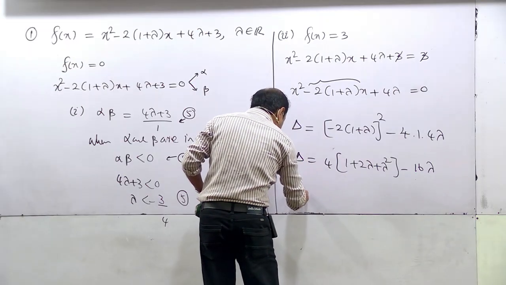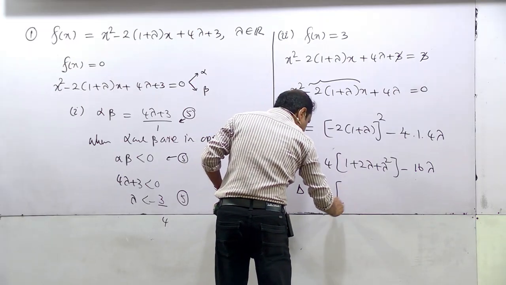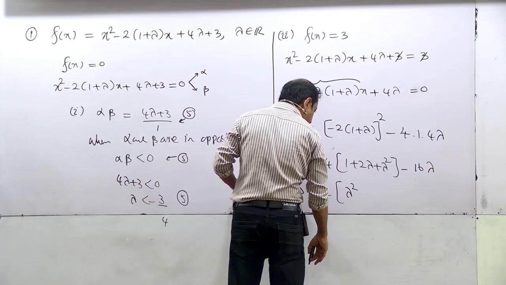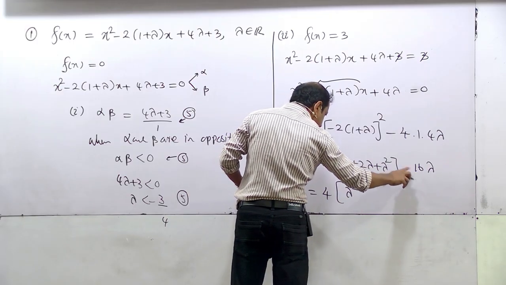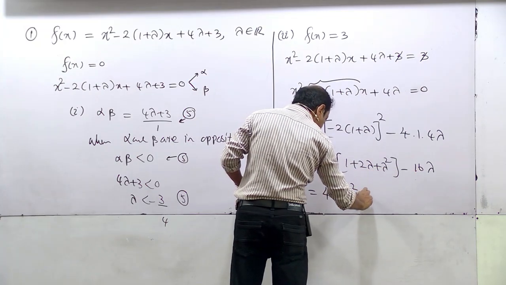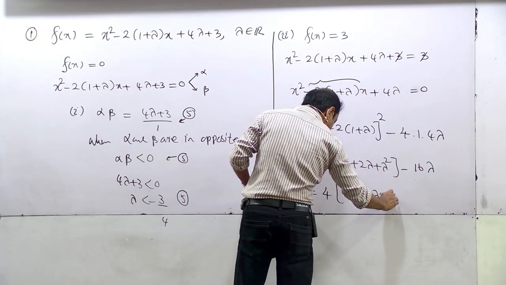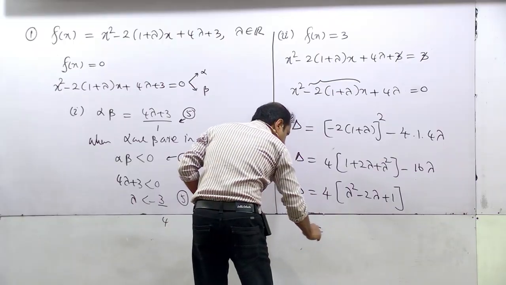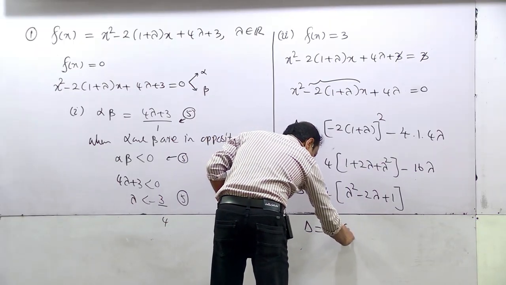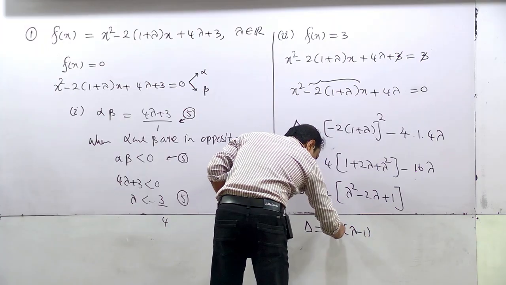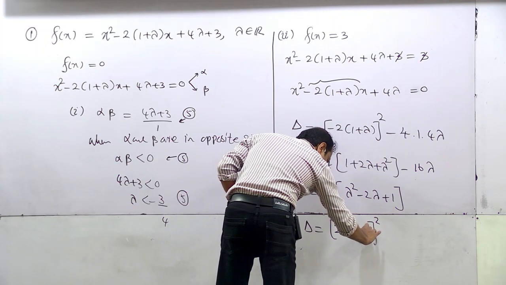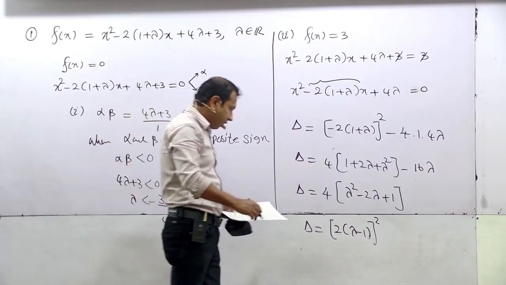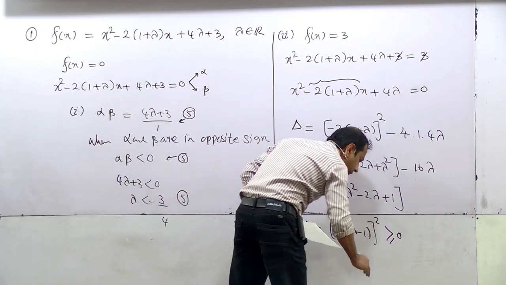Then take 4 out from this. Then we get lambda squared minus 4 lambda minus 2 lambda plus 1. So you know this is really 4 times (lambda minus 1) perfect square. This is the delta. Since this is a perfect square, this should be either greater than or equal to 0.